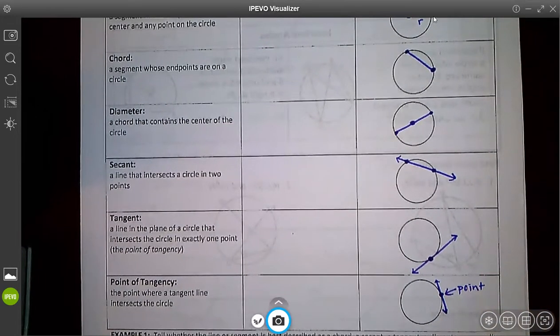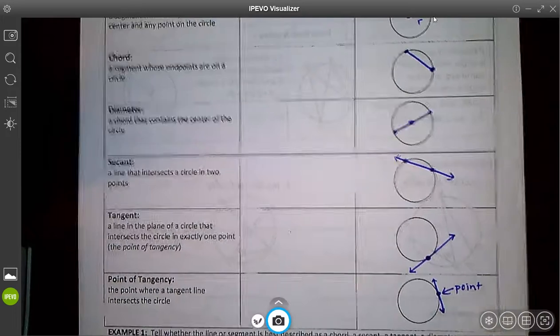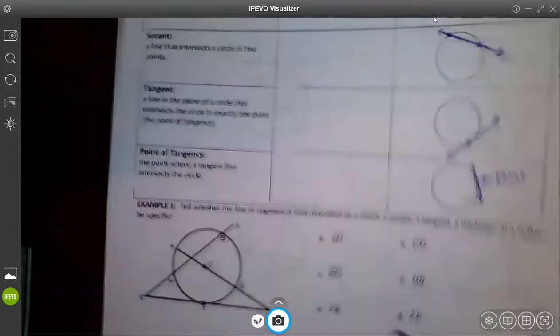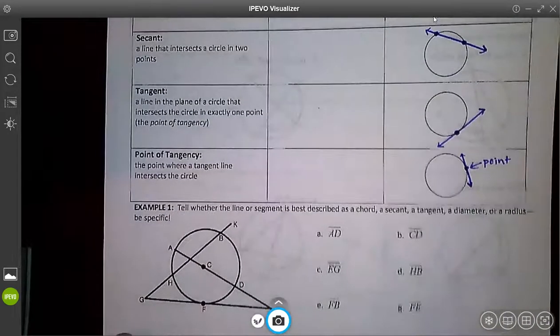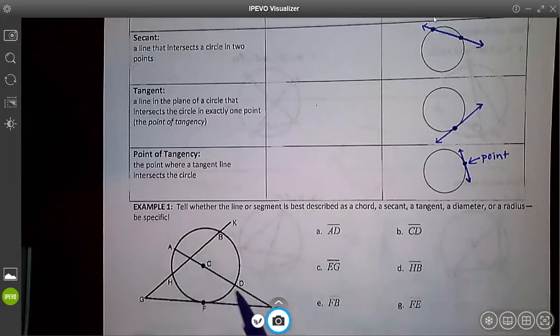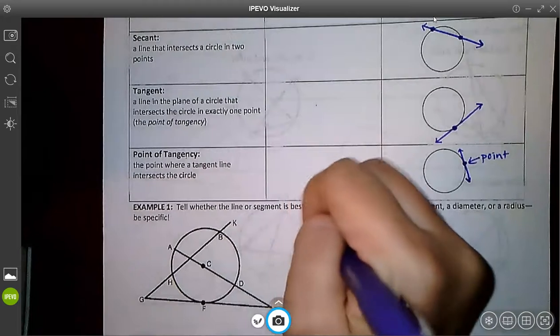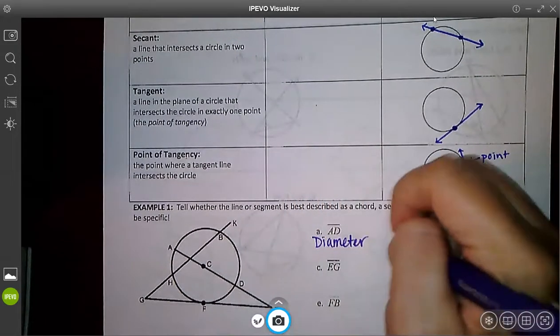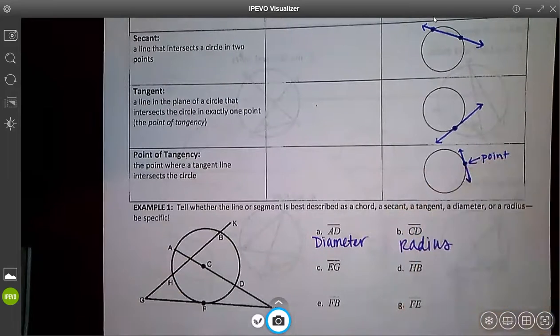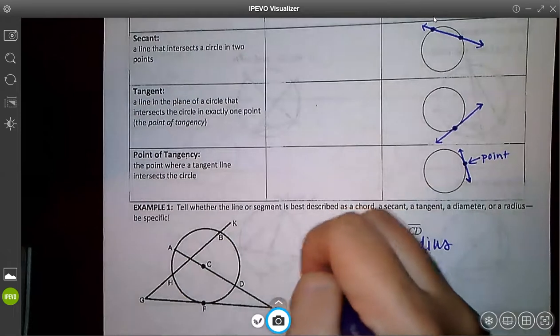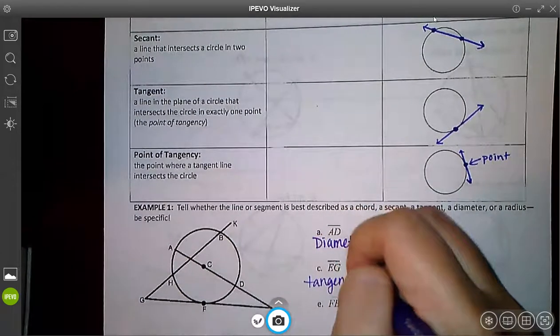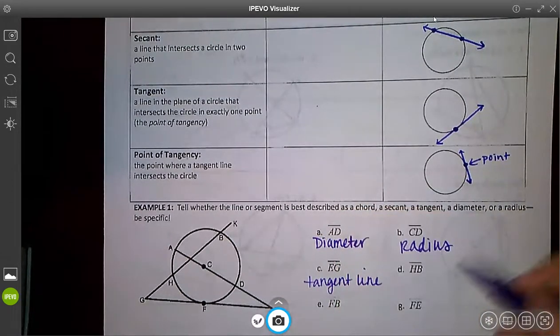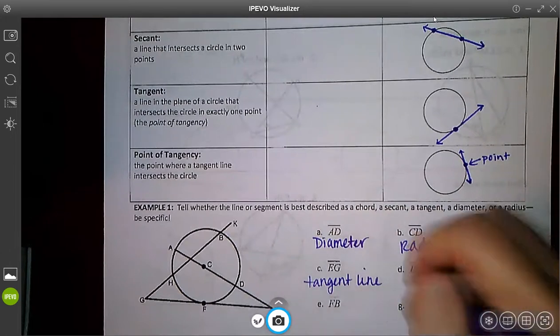Okay, so now we're going to use these definitions and look at example 1. Tell whether the line or segment is best described as a chord, secant, tangent, diameter, or radius. So AD, because we're just talking about that segment, AD, that is a diameter because it contains the center of your circle. CD is a radius. EG is a tangent line. HB is a chord.